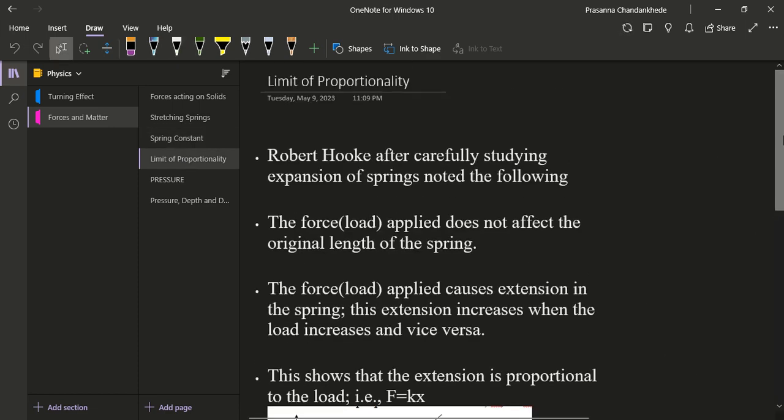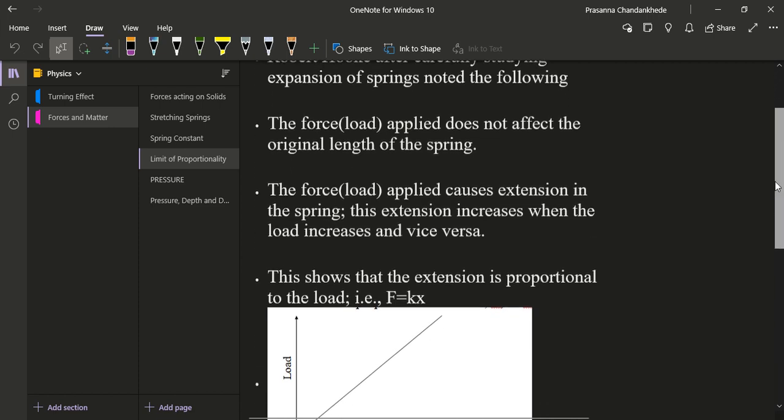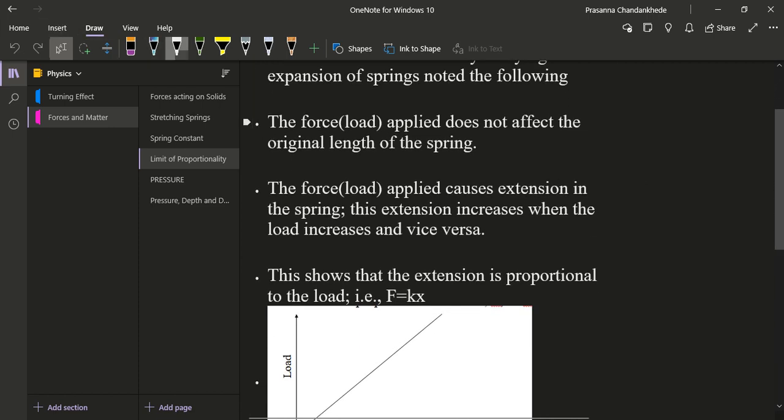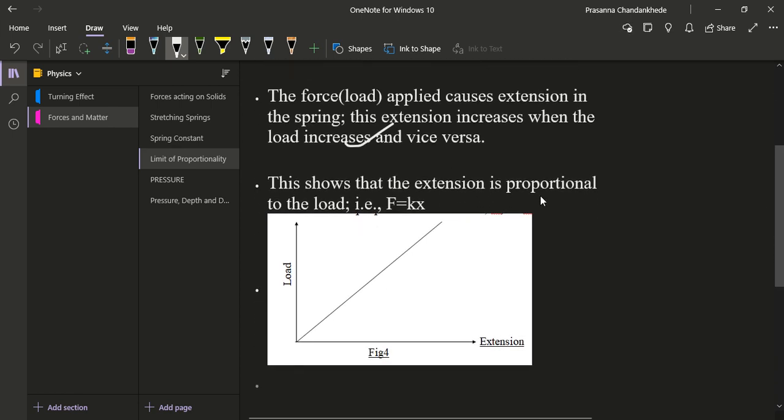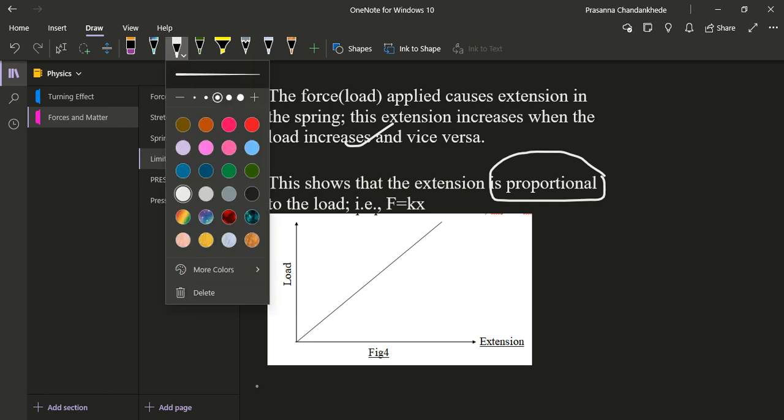Let's go to limits of proportionality. Robert Hooke, after carefully studying expansion of springs, noticed the following. The force or the load applied does not affect the original length of the spring. The force or the load applied causes extension in the spring. The extension increases when the load increases and vice versa. This shows that the extension is proportional. This is a keyword. It's proportional to the load, that is F equals k x.